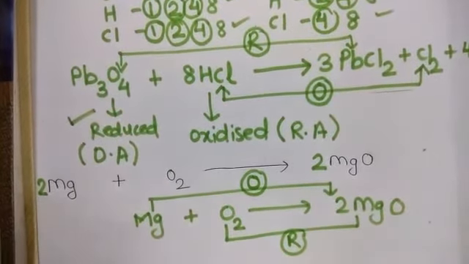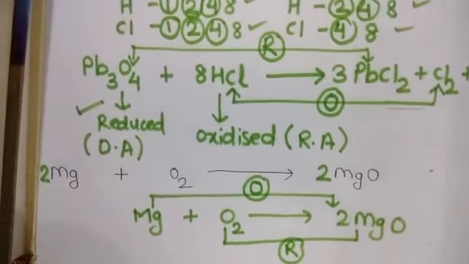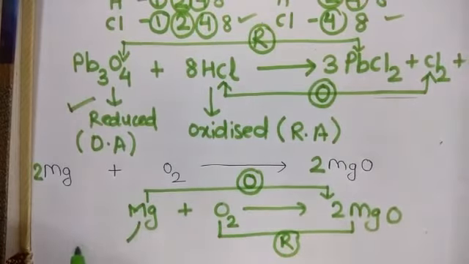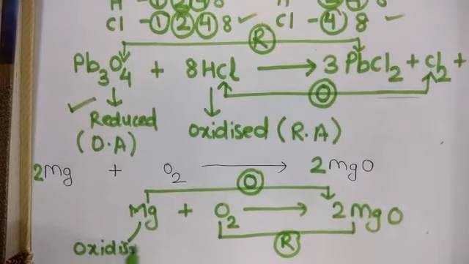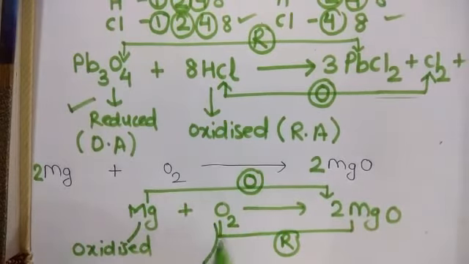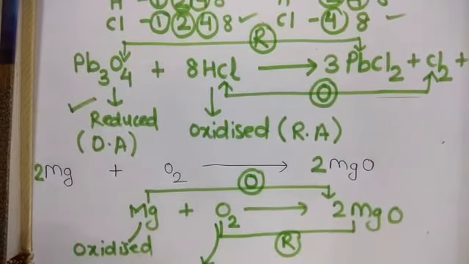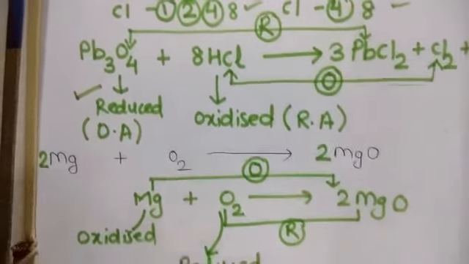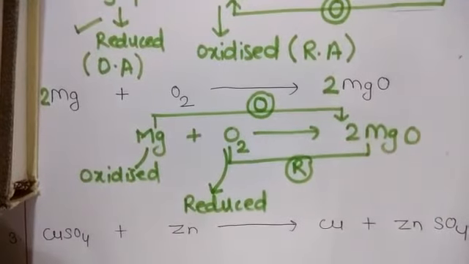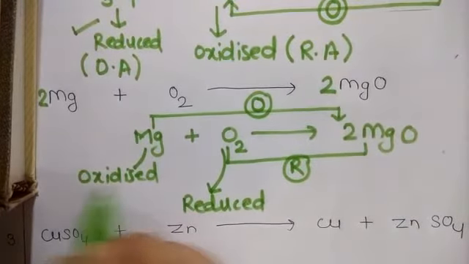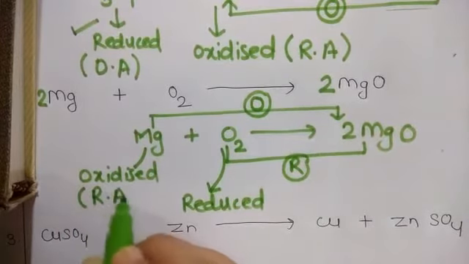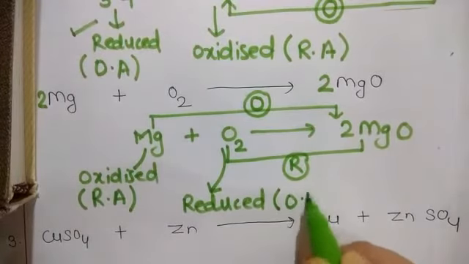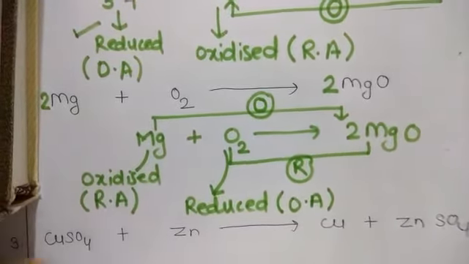Now if I ask which is oxidized and which is reduced, now you can easily tell this. The oxidation reaction is shown by magnesium, so this will be oxidized. And reduction is shown by this oxygen, so it will be reduced. Now I have told you how to analyze which are oxidizing agents and which are reducing agents. For that you have to make sure: oxidized means that it will act as a reducing agent. Just cross it, okay? If it is reduced, then it will act as an oxidizing agent. Clear? Next question.